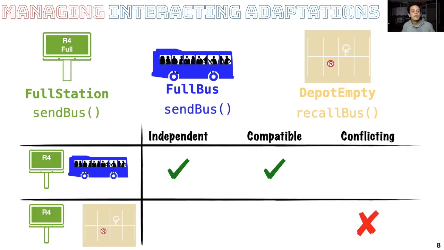The second scenario takes into account the full station and the depot empty adaptations, in which for the full station adaptation, we are sending a new bus to a particular route, while the depot empty adaptation is trying to take a bus out of a particular route. And in this case, the 2 pieces of behavior are conflicting.